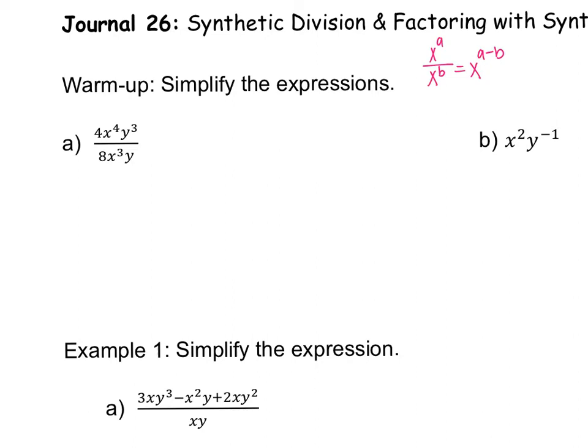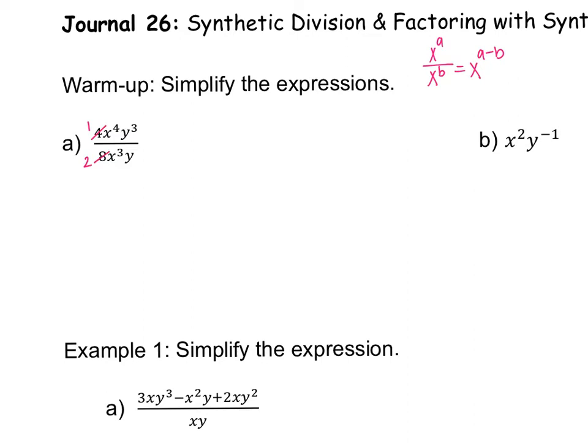So let's try to apply that here. Let's first look at the constants. So this is a 4 and this is an 8. If we were just to reduce this like a normal fraction, we would ask ourselves, okay, what goes into 4 and 8? And it is 4. So 4 divides into 4 one time and 4 divides into 8 two times. So we can reduce that down.